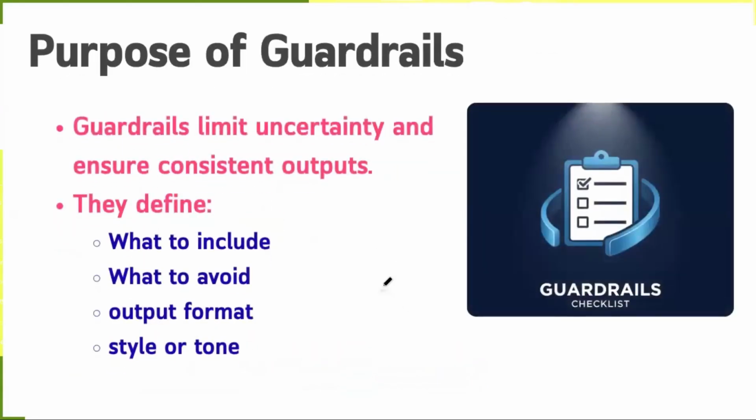Context sets the direction, and guardrails keep the model on the path. They work together to guide the response toward what you actually need. Guardrails are straightforward rules that reduce uncertainty and support consistent output. They define what the model should include, what it should avoid, how the output should be formatted, and the style or tone you expect. When these rules are clear, the output becomes more accurate and consistent.